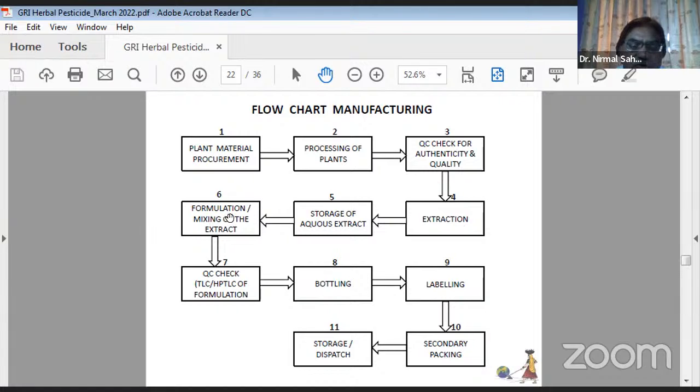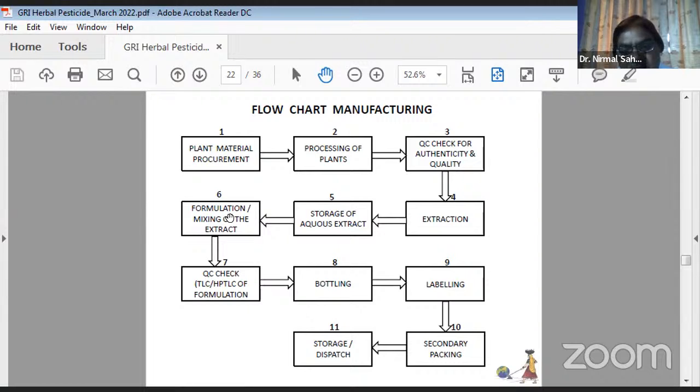Here, after mixing, we do check the formulation through the normal TLC. TLC is the thin layer chromatography. And the kind of band we have found that we can identify, that we can mark as a marker for those particular formulations.